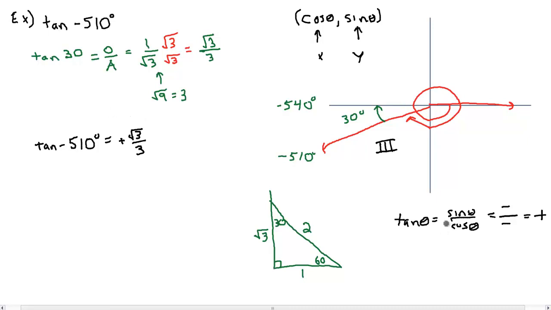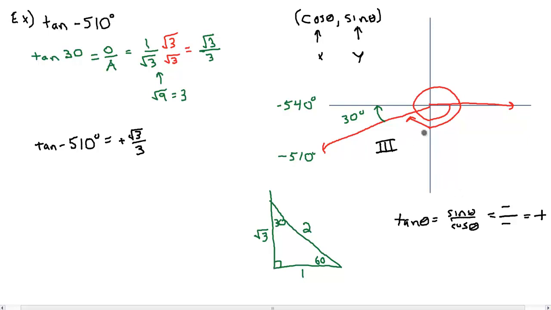This could be a little tricky. It's an extra step trying to figure out the sign of tangent of theta, but just remember this formula right here. Sine had to be negative because any y values that are below the x-axis, like in the third quadrant, in the fourth quadrant, we're always going to have a negative for the y.